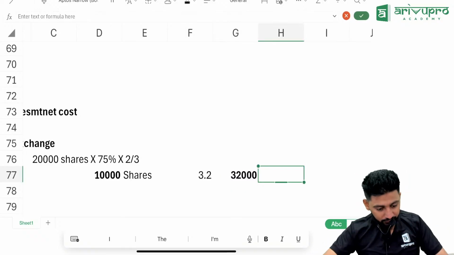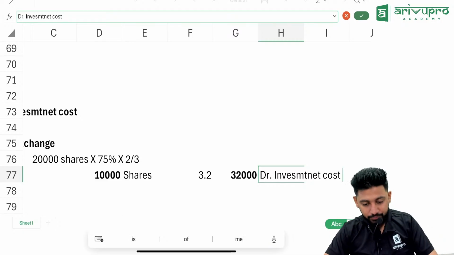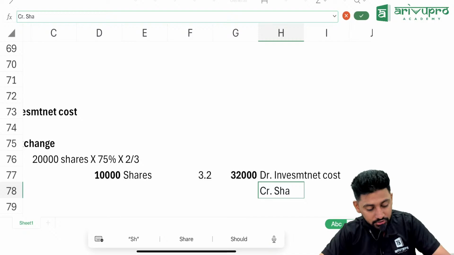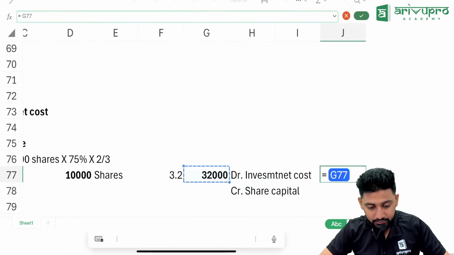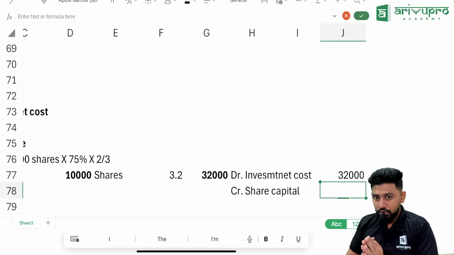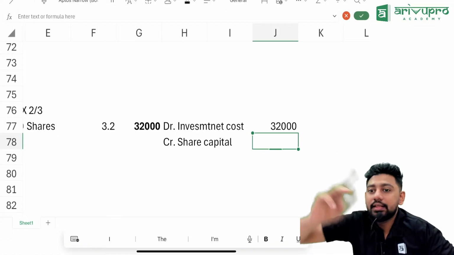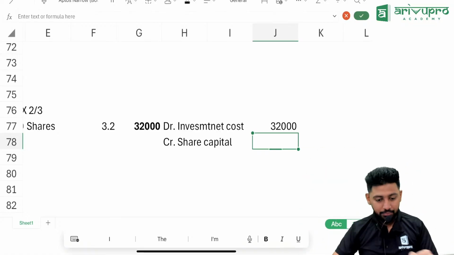In other words, you are investing: debit investment cost, credit, you are issuing shares, so you credit share capital. Your investment cost will be 32,000. Your share capital at nominal value you have to take here, and anything extra will go to your share premium. That is the reason why I put up my share premium.